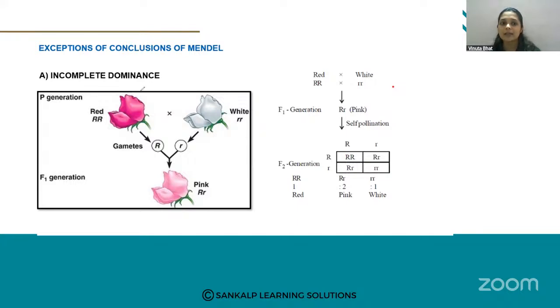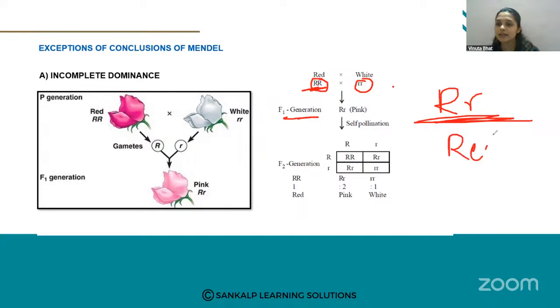Here red flower has the dominant allele capital R, and white flower has the allele small r. Okay. So here F1 generation plants have capital R, small r. So according to Mendel's law, what should the F1 generation plants have been? They should produce red color flowers, right? Yes, right?